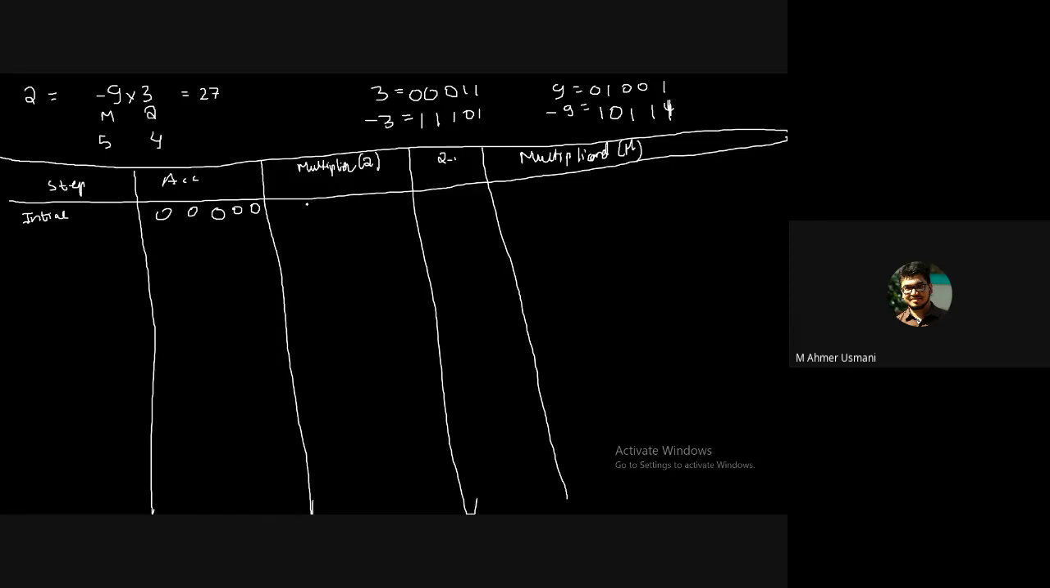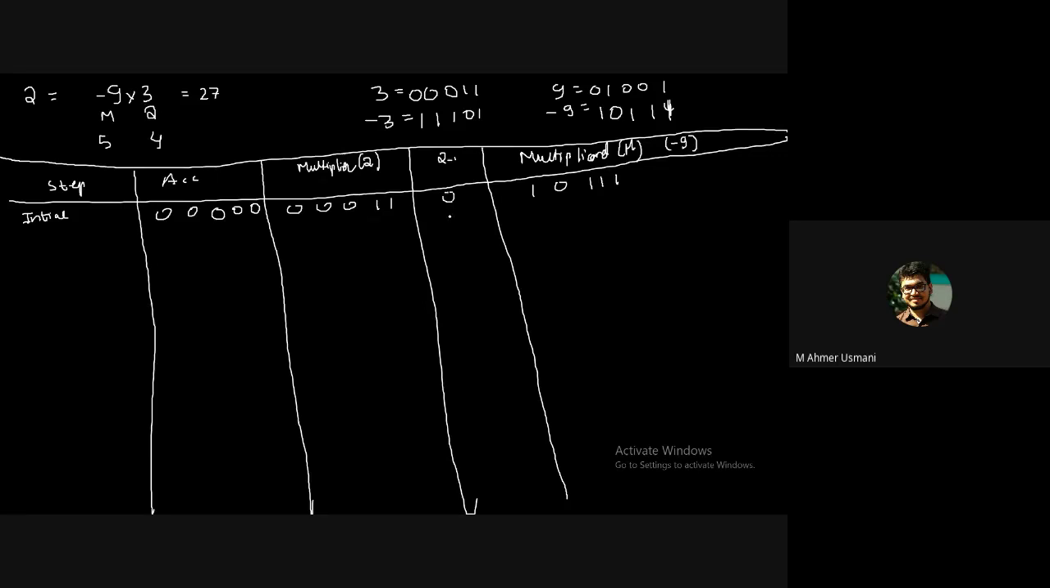Okay, then we have multiplier. Multiplier is nothing but it is 3. So 3 can be written down as 00011. Imaginary bit will be 0. Multiplicand we have minus 9. Minus 9 is 10111. So just write down. Don't get confused. This M you're considering as minus 9.